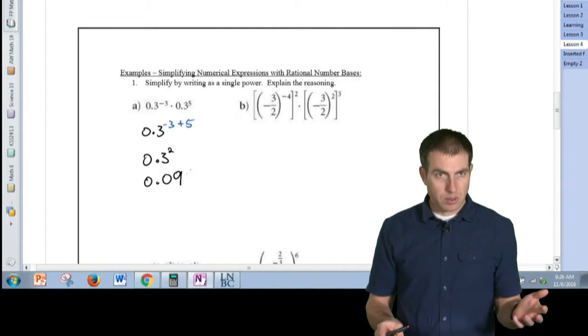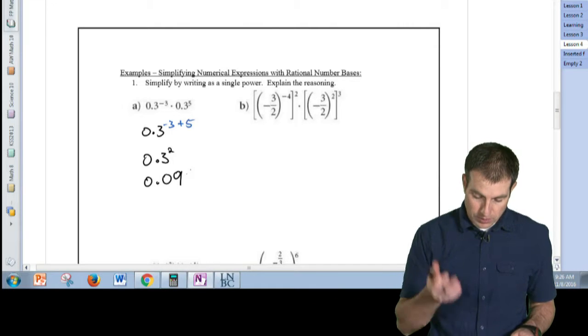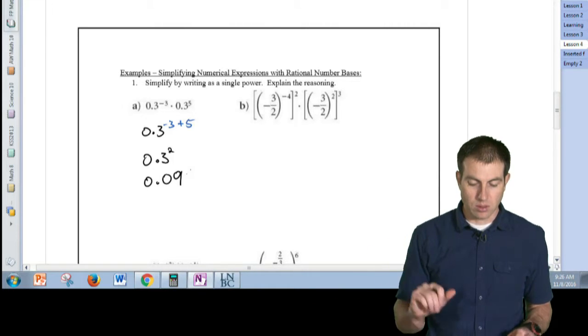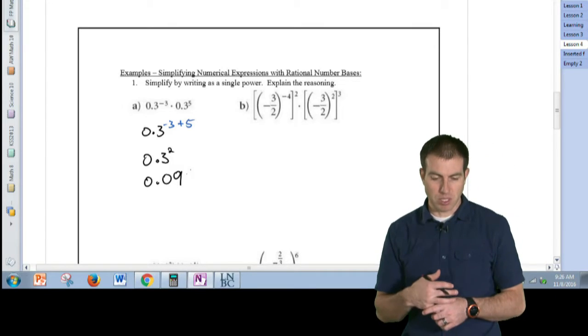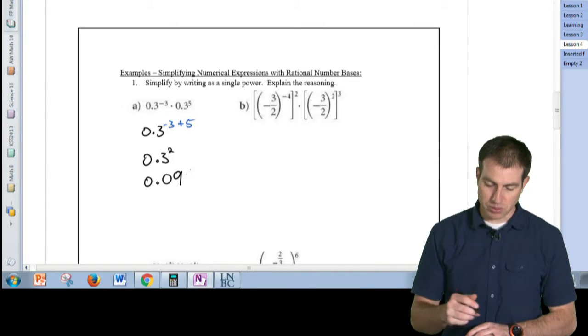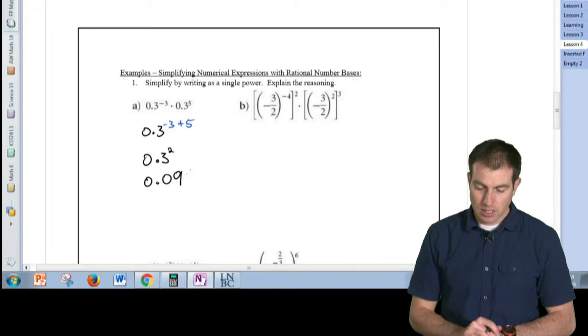The next one's a similar type of thing. We have the same base. We have exponents on the outside of our brackets. We actually have double parentheses, which doesn't really mean much other than to preserve the negative sign in there.